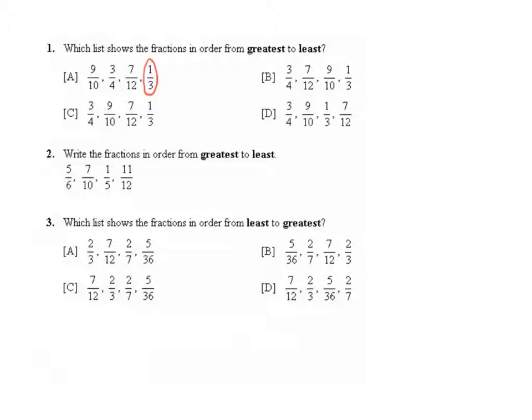So A, B, and C have that. 1/3 is the last one. D does not. So we're going to remove answer choice D. It is not correct.